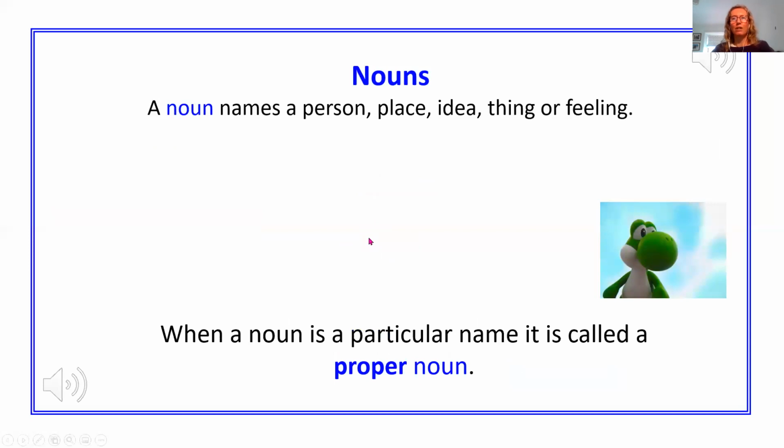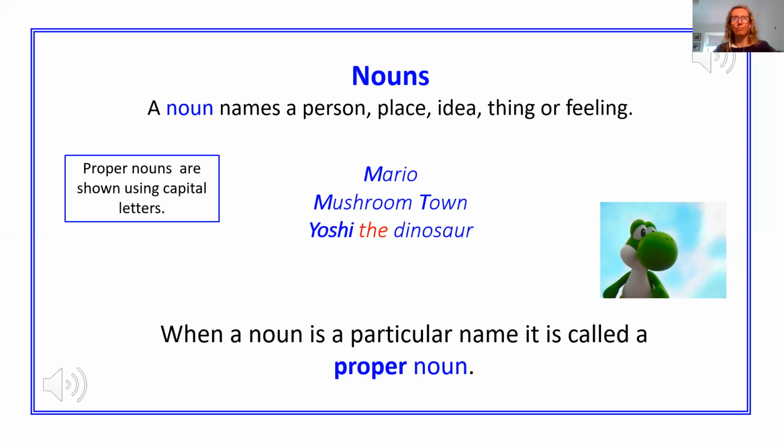And then we have some special names that have a particular name. And these all have capital letters. And they are called proper nouns. So Mario is the name of somebody, so it has a capital M. Mushroom Town is the name of a town, so it has a capital M and a capital T. Yoshi, the dinosaur, is the name of the dinosaur, so Yoshi is his name, and that has a capital Y.